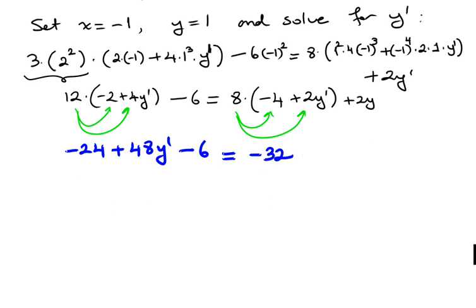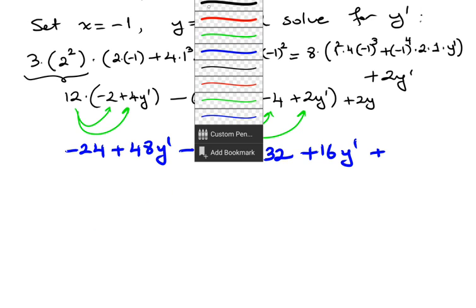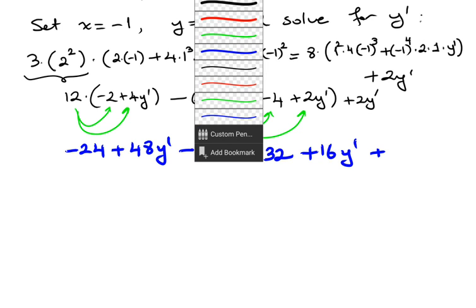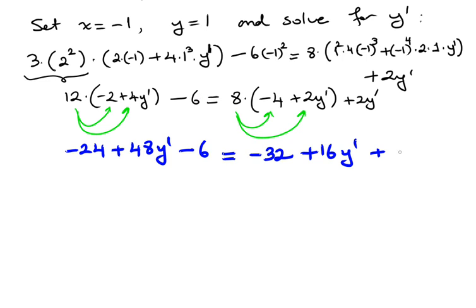All right, and then plus 16 y prime and another y prime in here. Let us count the y primes now. So we have y prime over here, y prime over here, y prime over here. So if I move the y primes to the left and the constant numbers to the right, what do we get?